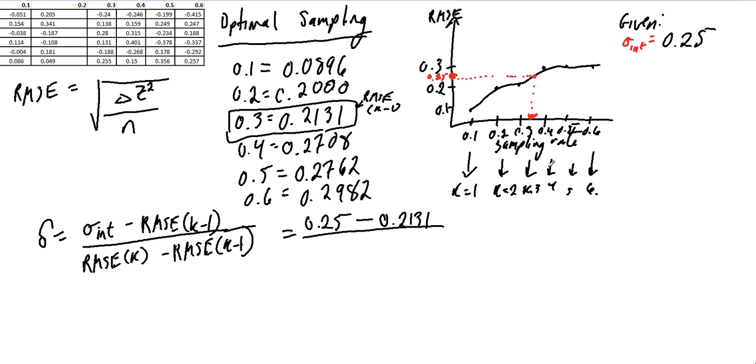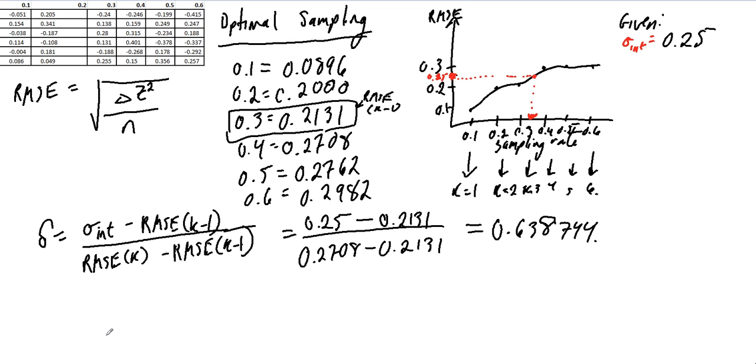Then I look at my RMSE at k, which is at 0.4, so it's this one. My value is right here, so I go 0.2708 minus 0.2131. When I do the math, I get 0.638744. Now we are not at the end of this calculation yet, because all we did was calculate delta.